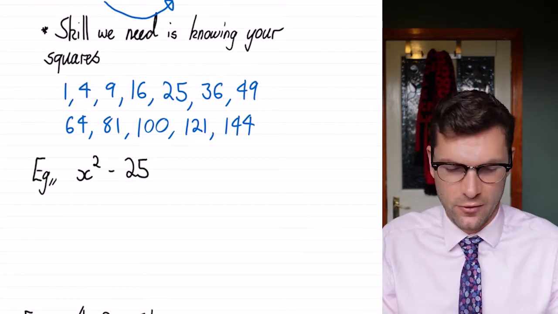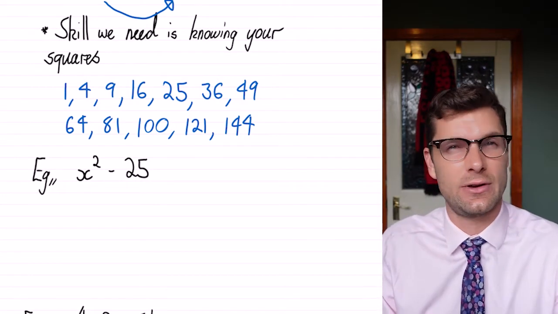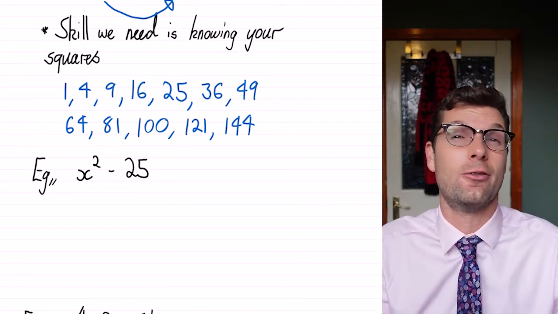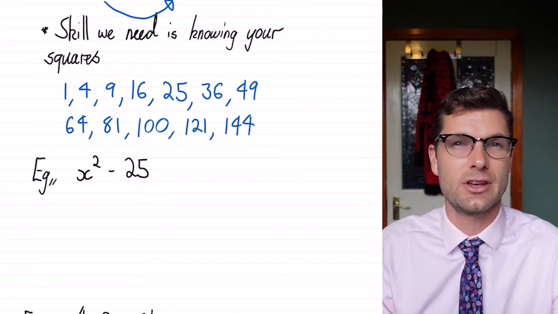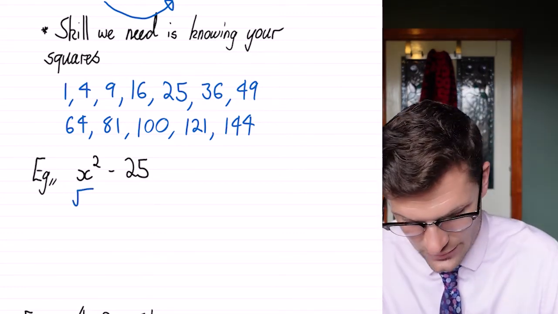So for this one here, we've got x squared minus 25. So instead of squaring like we did in the last example, we're going to square root our pronumeral. So x squared is going to be square rooted. We're also going to square root the other term.